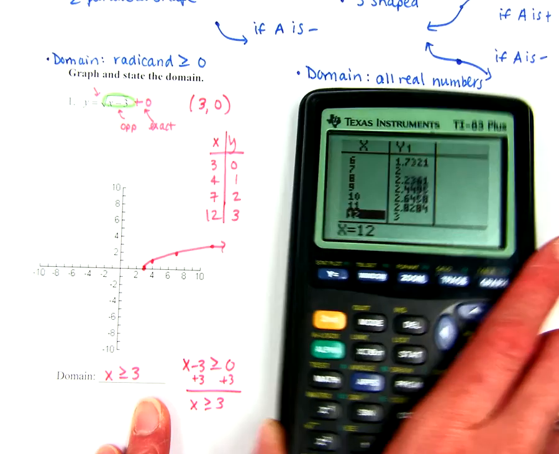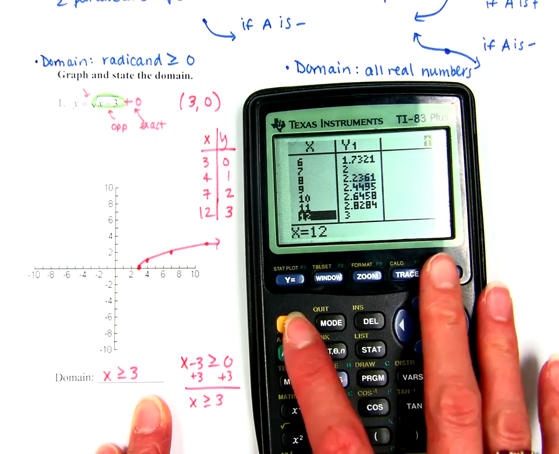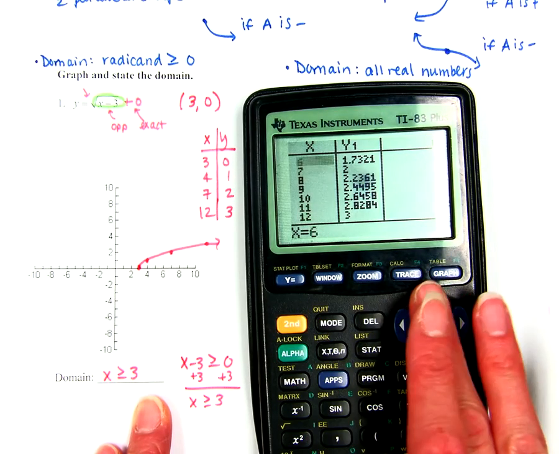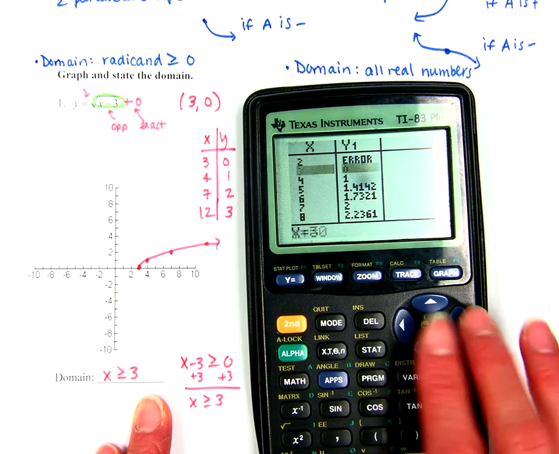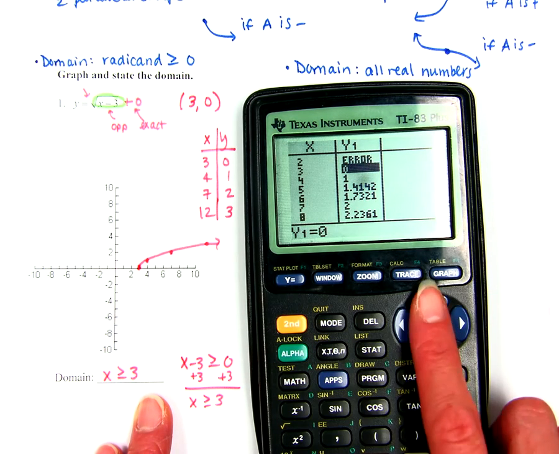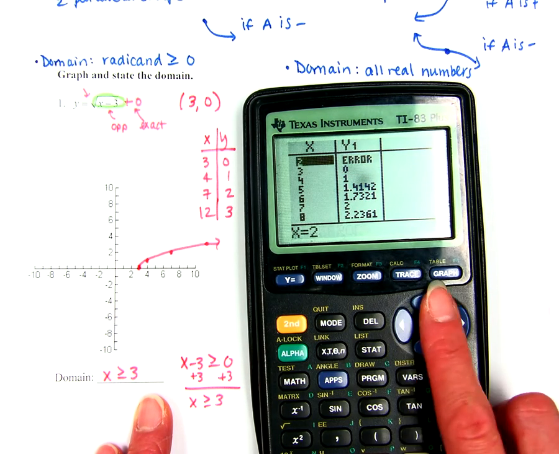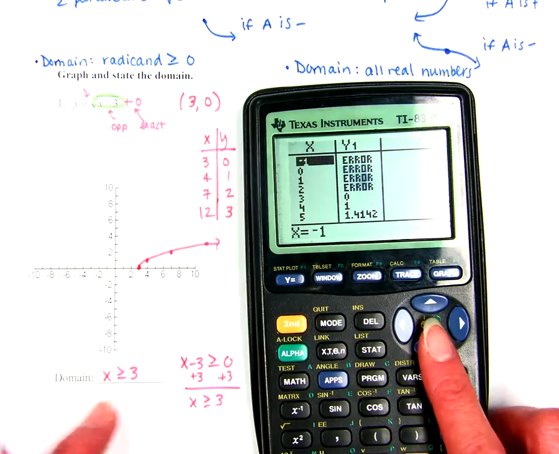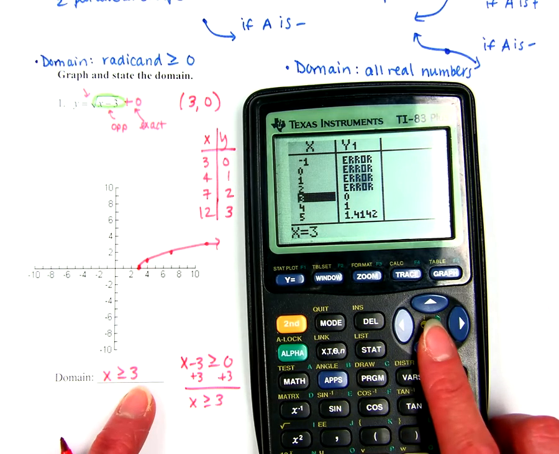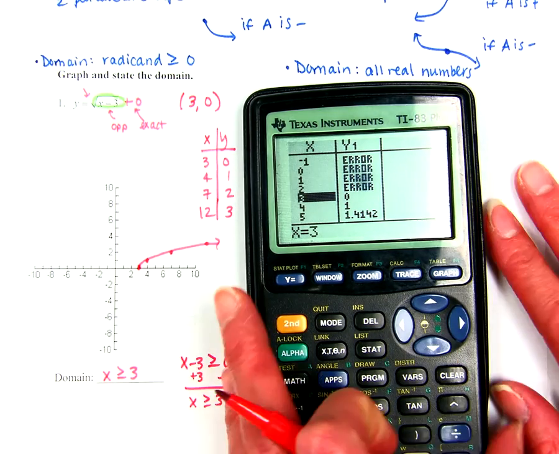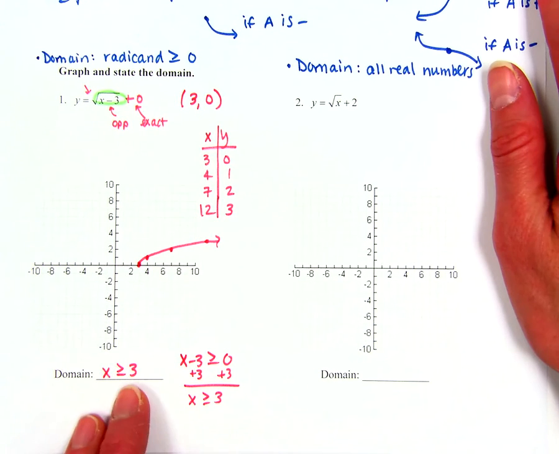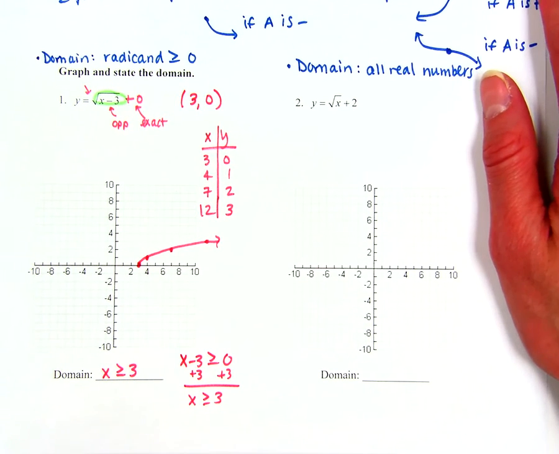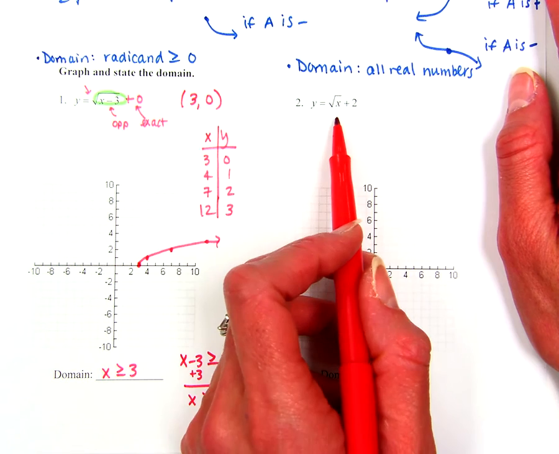One way you can also see that on your calculator is to look at your table. Notice that the first value that you actually get a y answer for is 3. Anything earlier, you get an error. So this tells me that it can only start at 3 and go higher. So either look at your calculator or you can just set up the inequality and solve it to find your domain.